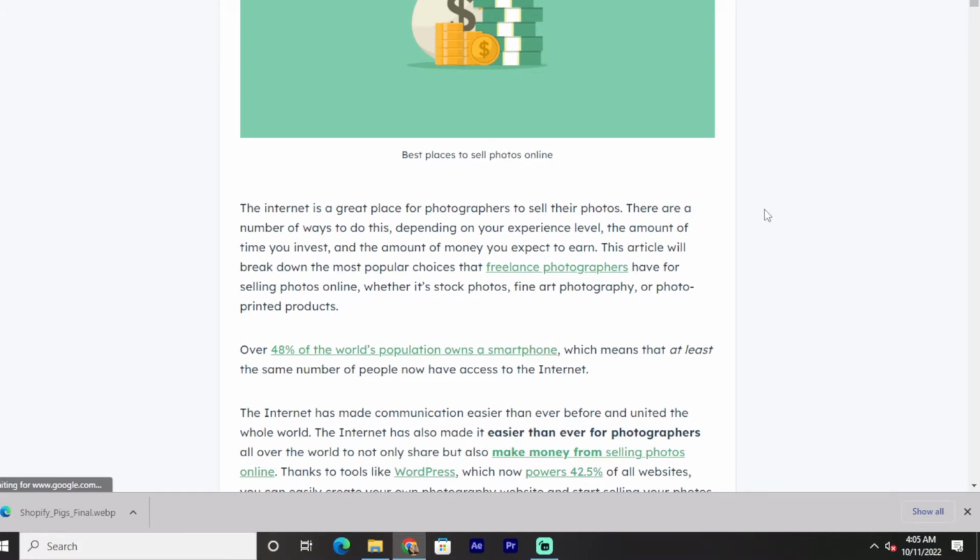There are a number of ways to do this depending on your experience level, the amount of time you invest and the amount of money you expect to earn. This article will break down the most popular choices that freelance photographers have for selling photos online, whether it's stock photos, fine art photography, or photo printed products.